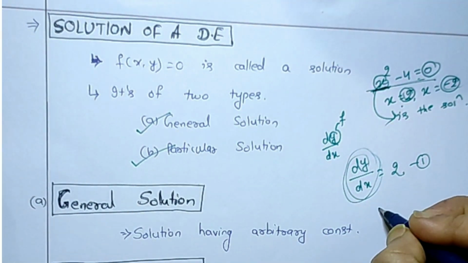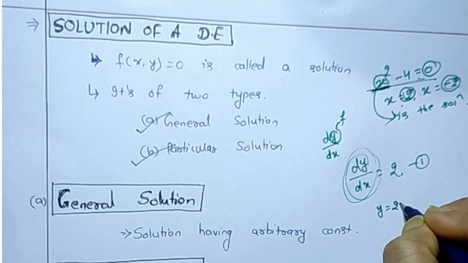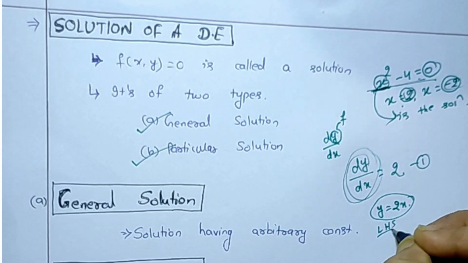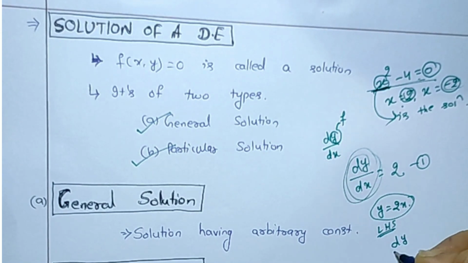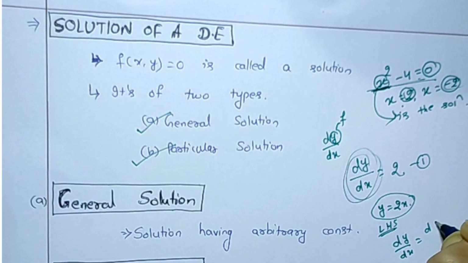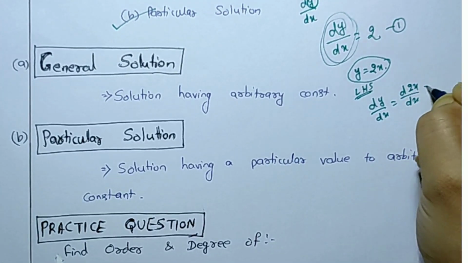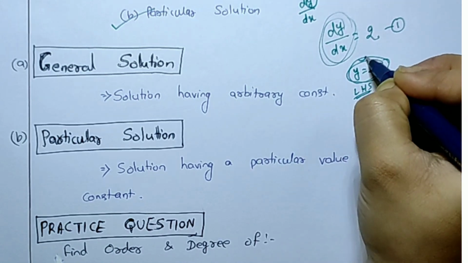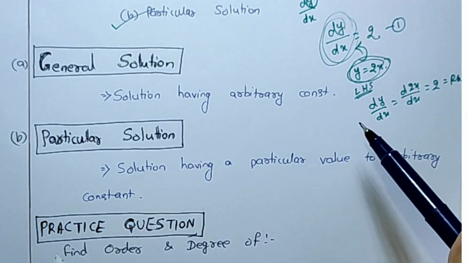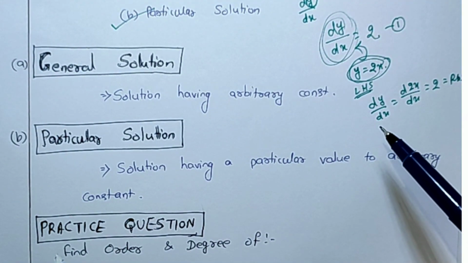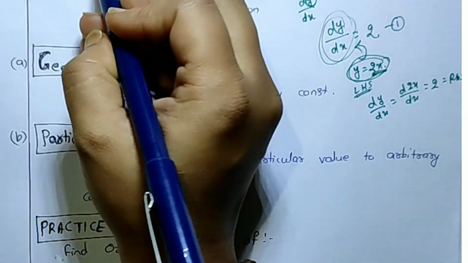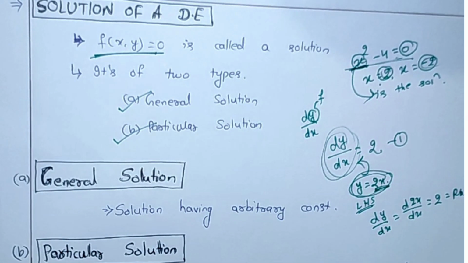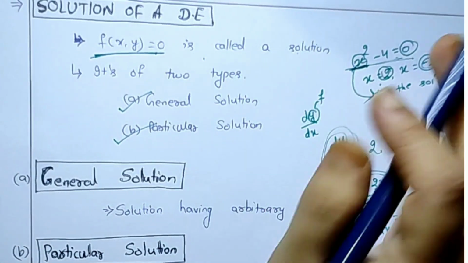Now let y is equal to 2x. Then find the LHS. LHS is dy by dx, which is equal to d(2x) by dx, which is equal to 2, which is equal to the RHS. So y is equal to 2x is the solution of this differential equation. Clear? In this term, I can also write f(x, y) is equal to 0, meaning the x and y which satisfy that equation is called a solution.